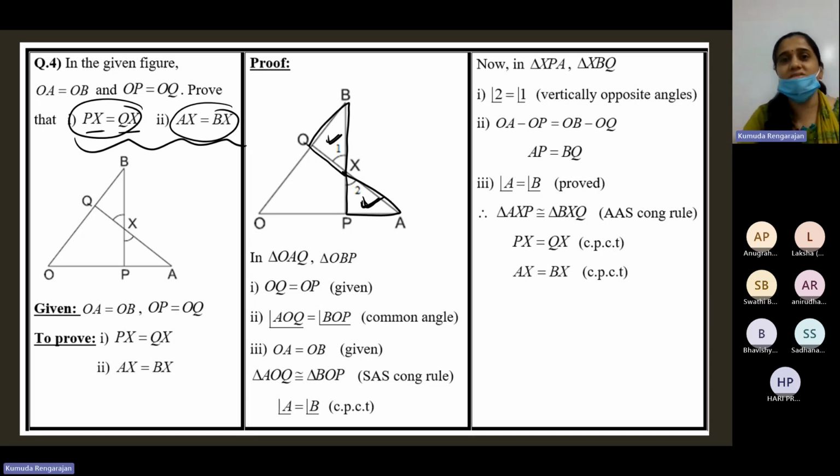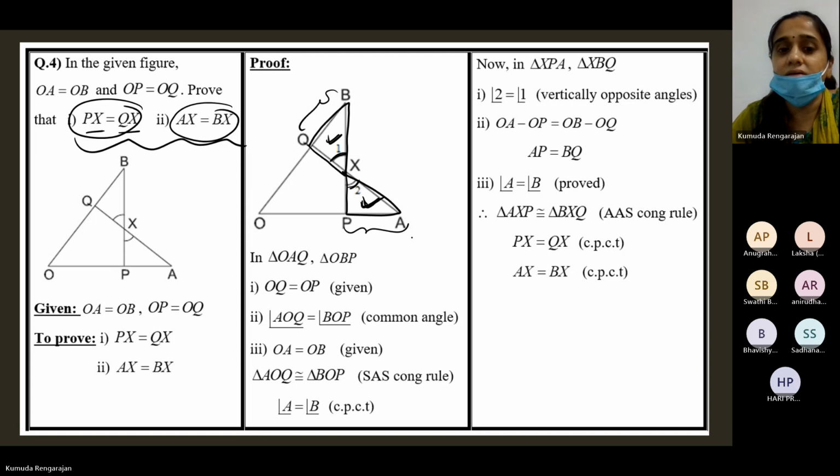You can get both these results. Then why don't we take up those two triangles? Because we don't have information. We only know that angle 1 is equal to angle 2, vertically opposite angles are equal. And then we also know that BQ is equal to AP. Nothing else we know.